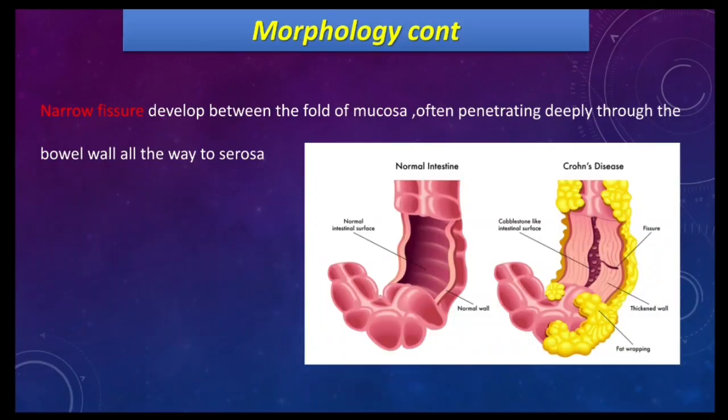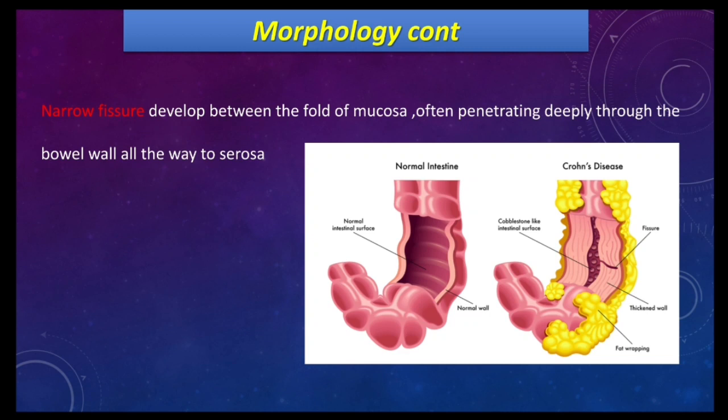Narrow fissures develop between the folds of the mucosa, often penetrating deeply through the bowel wall all the way to the serosa. That leads to fistula or sinus tract formation, either to an adherent viscus, to the outside skin, or into a blind cavity to form a localized abscess.